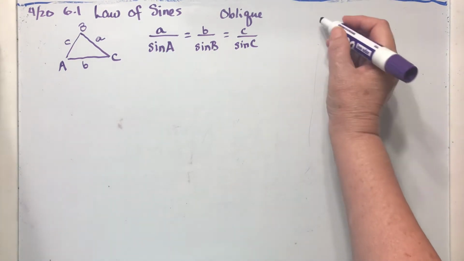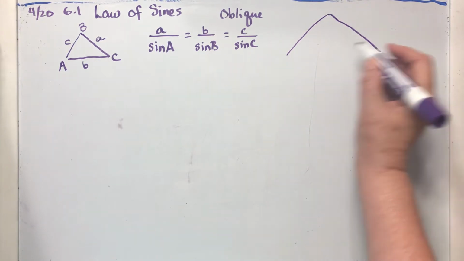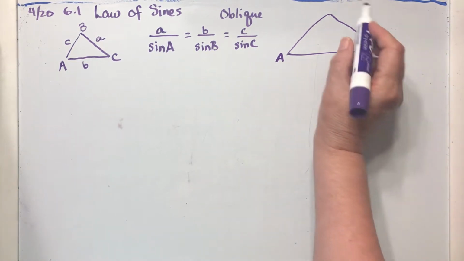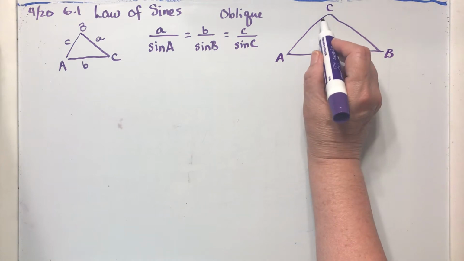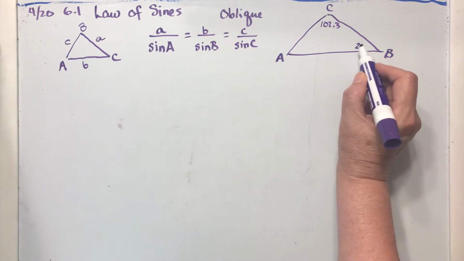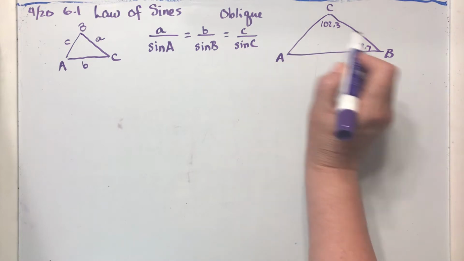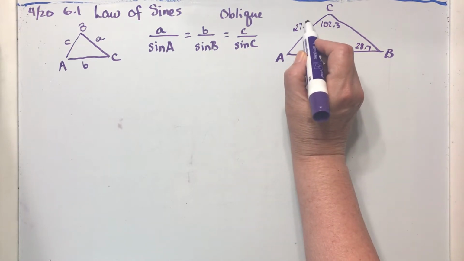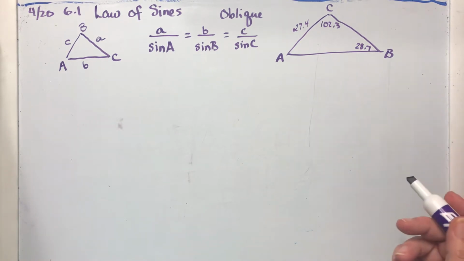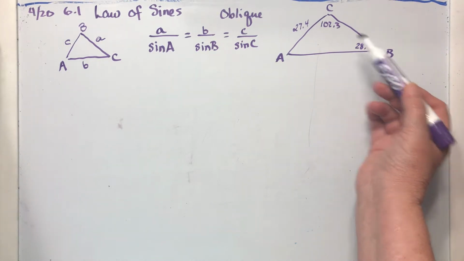Suppose we have a triangle, and I'm just going to call it ABC. Oh, that's pretty bad. All right, so here's angle A, here's angle B, here's angle C. Suppose angle C is 102.3 degrees. Angle B is 28.7 degrees. Side b, rather, is 27.4. So we're given three pieces of information about the triangle, and we're going to be asked to find the three missing pieces. So in this case, we know two of the angles and only one of the sides.